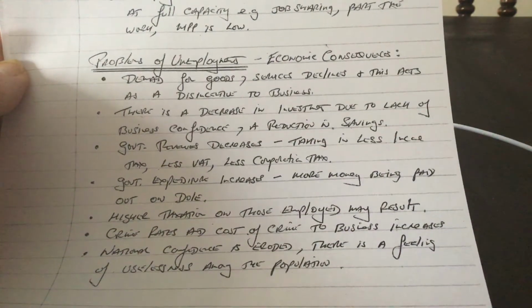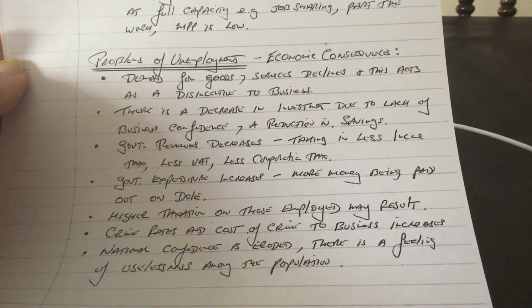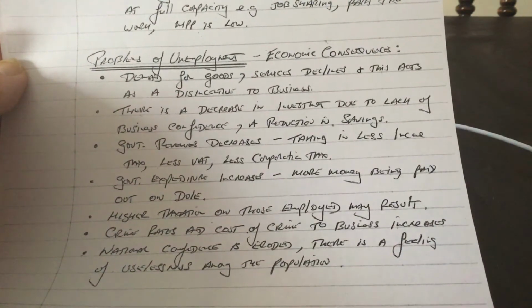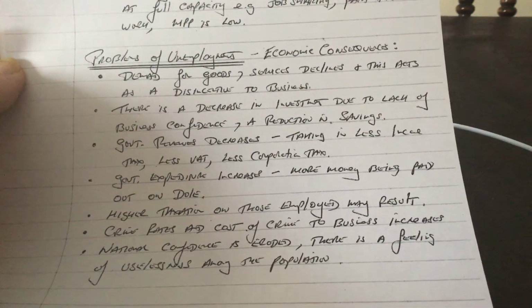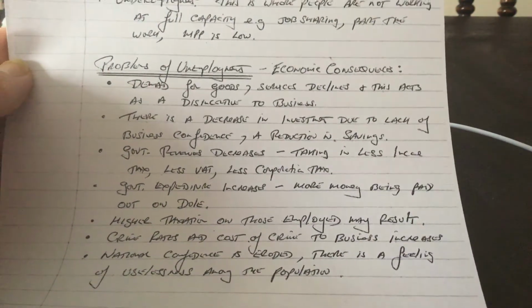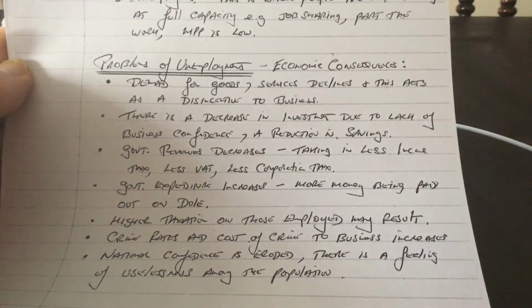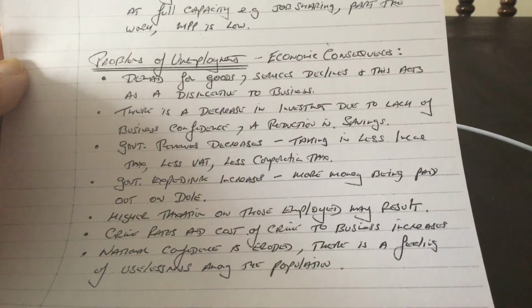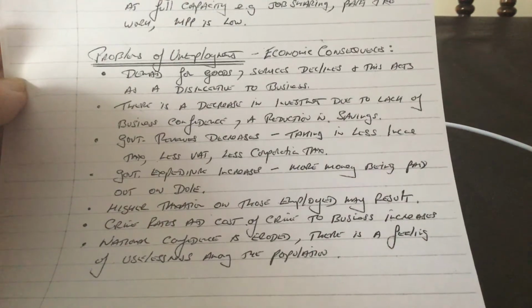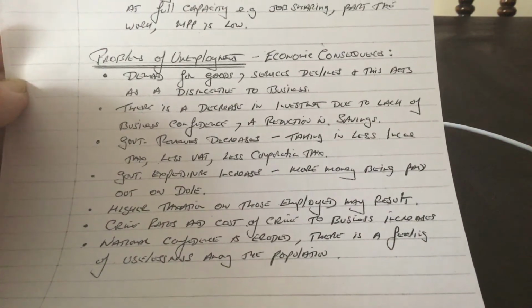Number two, there's a decrease in investment due to lack of business confidence and a reduction in savings. Because there's a reduction in savings, financial institutions may not have adequate funds to lend out to entrepreneurs to start up their businesses. Now, number three and number four sometimes go together, but we're going to keep them separate.